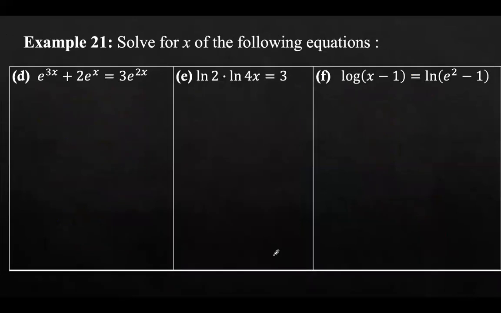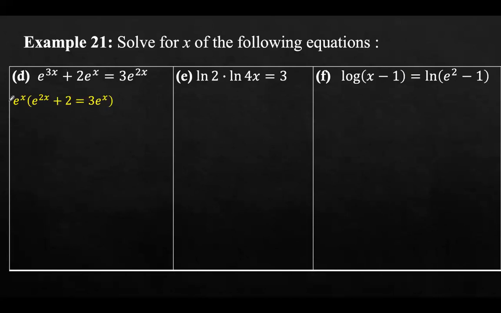Okay. Now solve for x for the following equation. Continue. All right, so here is e to the power 3x plus 2 to the power 2 times e to the power x equals 3 times e to the power 2x. So what should we do? We want to take out x, right?